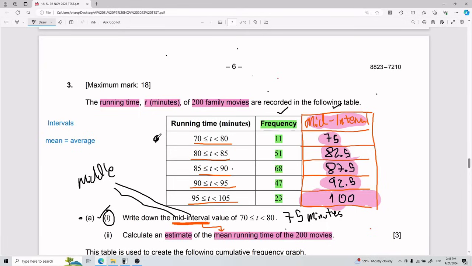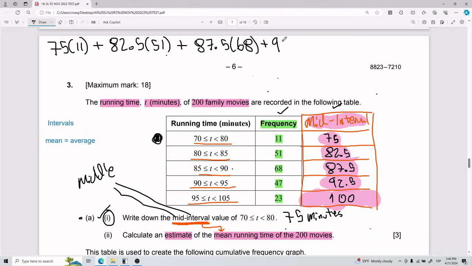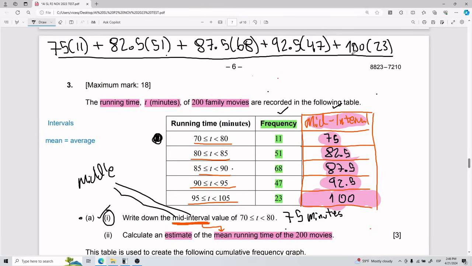You say for this first one, you would say 75 times 11, plus, for the second one, 82.5 times 51. So basically you're doing the mid-interval. So for the third one, it would be the mid-interval times its corresponding frequency. For this fourth one, it's the mid-interval times its corresponding frequency. And for this last one, it's the mid-interval times its corresponding frequency. And all of this has to be divided by your total because we're talking about mean, right?